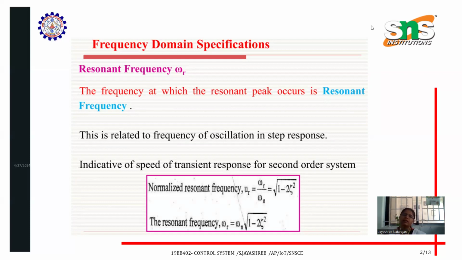For a second order system, what is the formula for resonant frequency? Omega r by omega n equals square root of 1 minus 2 zeta squared, where zeta is the damping ratio. So the resonant frequency omega r equals omega n times square root of 1 minus 2 zeta squared.